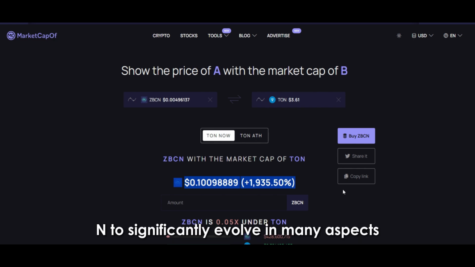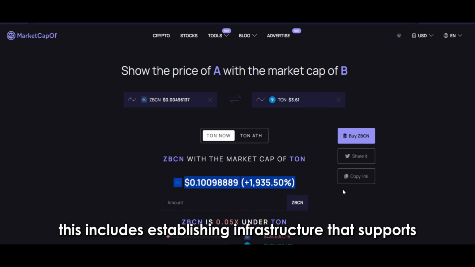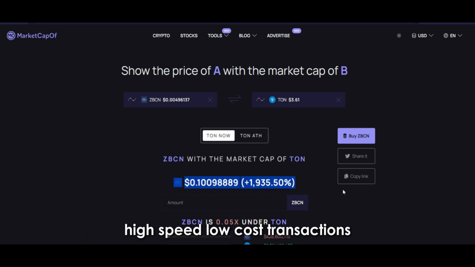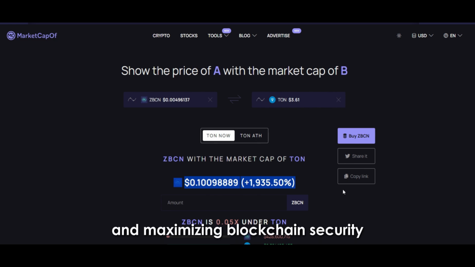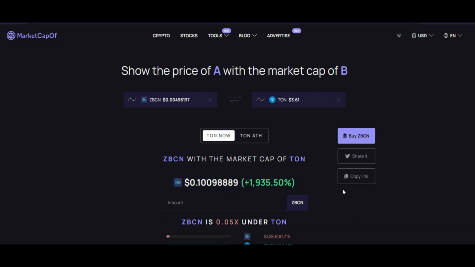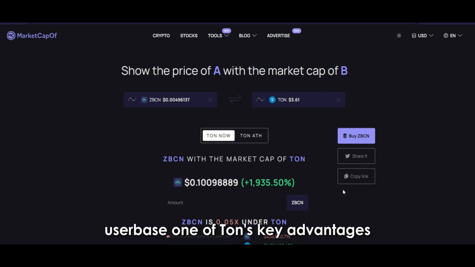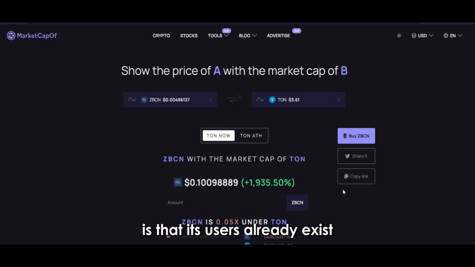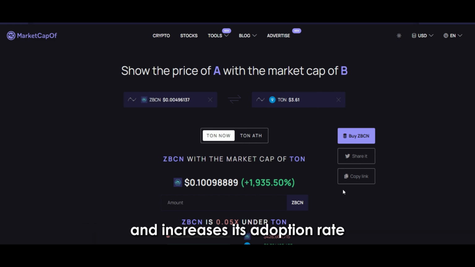in many aspects. To replace TON, ZBCN must first improve its technical capacity. This includes establishing infrastructure that supports high-speed, low-cost transactions, increasing transaction volume on its network, and maximizing blockchain security. Second, ZBCN must significantly expand its user base. One of TON's key advantages is that its users already exist within a massive platform like Telegram. This makes it easier for TON to reach new users and increases its adoption rate.